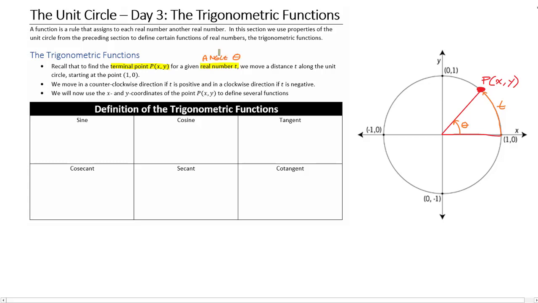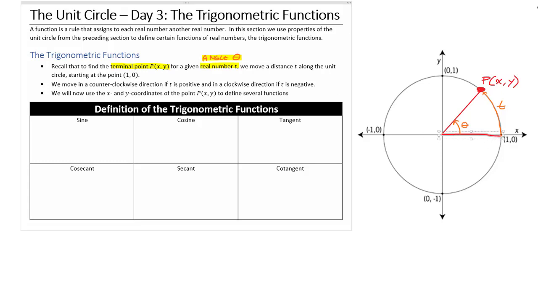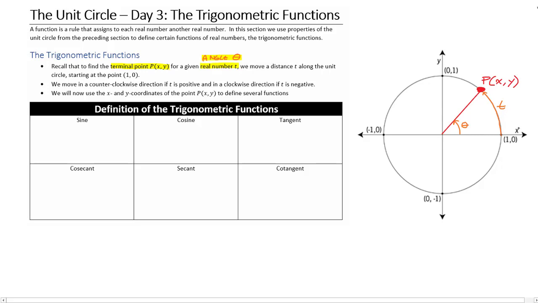There's two ways we could measure, right? And we start at (1, 0) here, and then work our way around. Okay, so far that's what we've talked about. Remember, don't forget, if it's positive, we're moving this direction, right? And if t or theta are negative, we're moving in a clockwise direction.